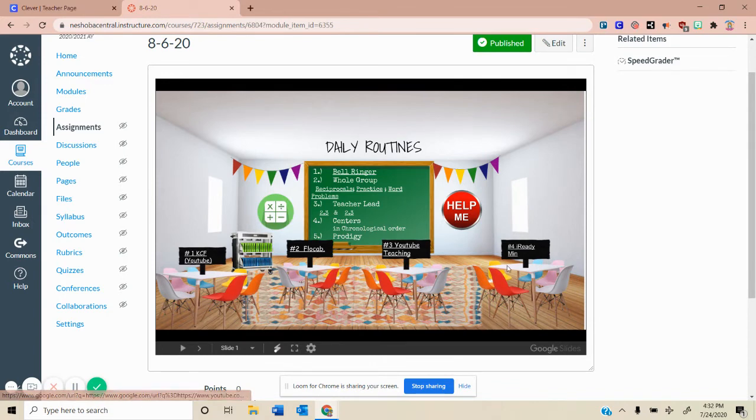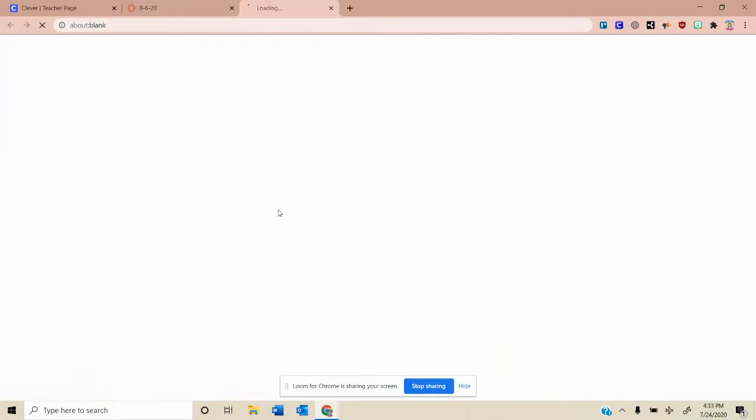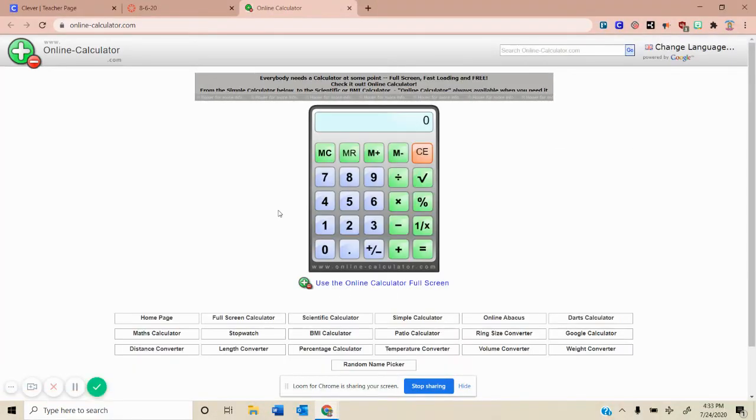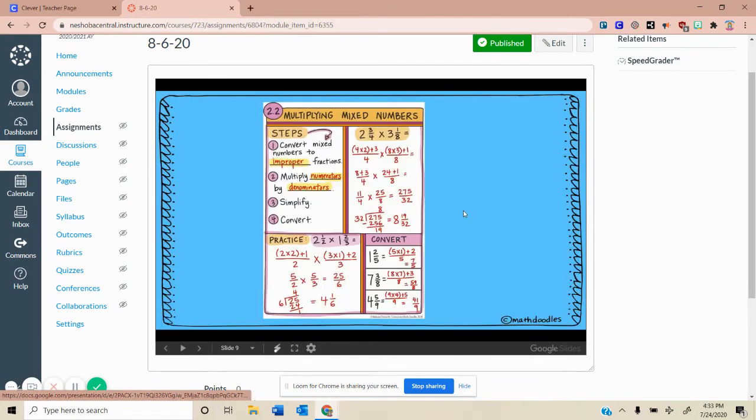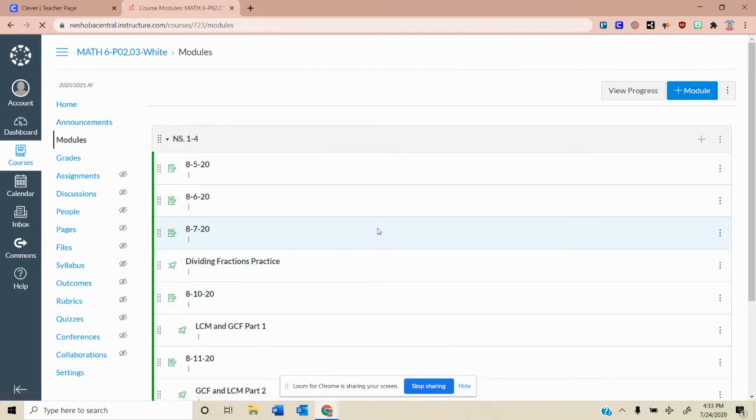All right, so most of the time, and not in this case, center 4 and 5 will be games of some sort. This little green circle right here is an online calculator. So if you don't have a personal calculator and you don't want to borrow one of mine, there's an online calculator there. All right, over here, if we see that we are confused on dividing fractions, we're going to hit this help button, and it's going to take us back to multiplying fractions and how to make mixed numbers into improper and that kind of stuff.